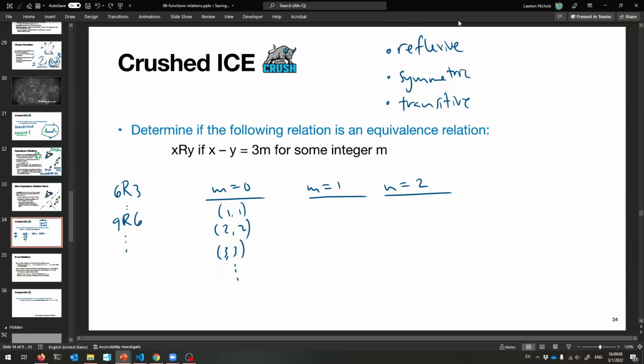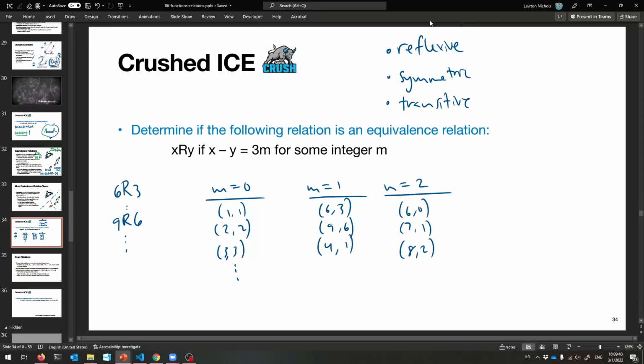What's true when m is 1? That's like 6 and 3, 9 and 6, 4 and 1. 4 minus 1 is 3. And then if m is 2, that means what minus what is equal to 6. So we have 6 and 0, 7 and 1, 8 and 2. Those are all related under this idea. Okay, so this is the relation. Now I think we have more stuff that we can use to figure out if it's reflexive, symmetric, or transitive.